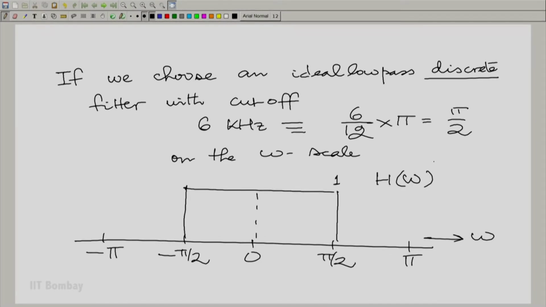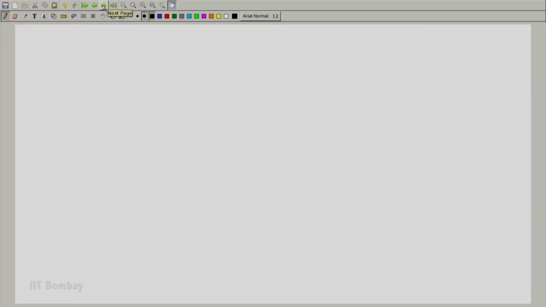This is the H of small omega that we are talking about. 1 between minus pi by 2 and plus pi by 2, and 0 between minus pi and minus pi by 2, and plus pi by 2 and plus pi. Of course, H omega is the discrete time Fourier transform of the corresponding impulse response. So, let us write down that expression too.